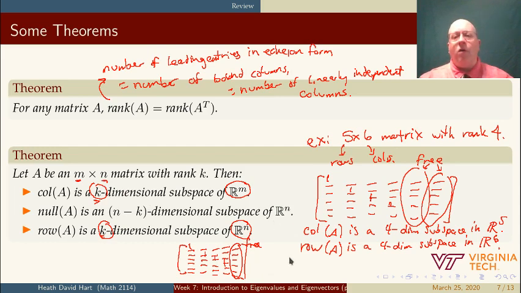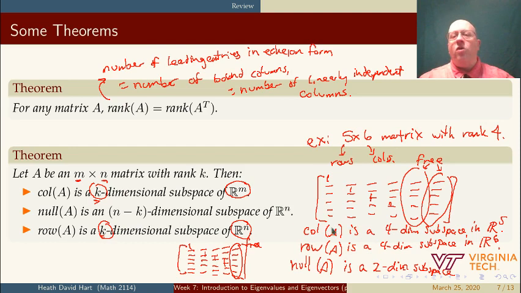The oddball space is the null space, because the null space is not based on the rank, it's based on the number of free columns. And so the null space will be a 2-dimensional subspace in our example. In other words, an n minus k dimensional subspace.